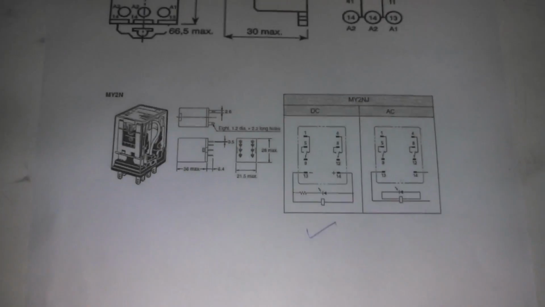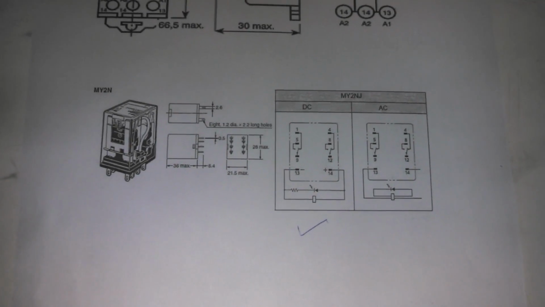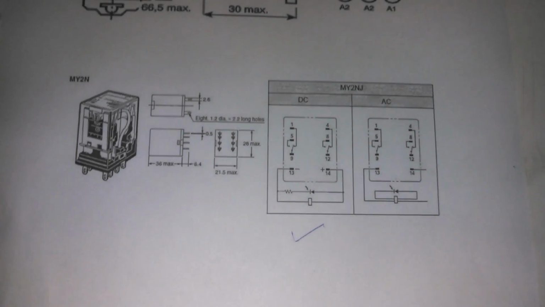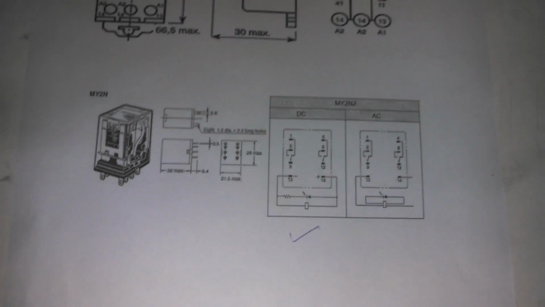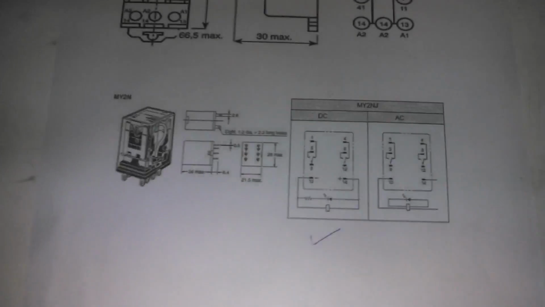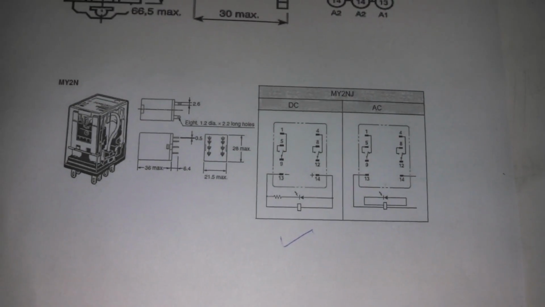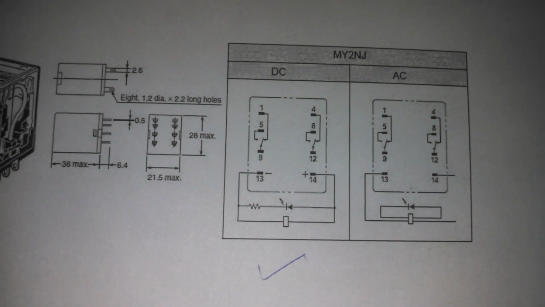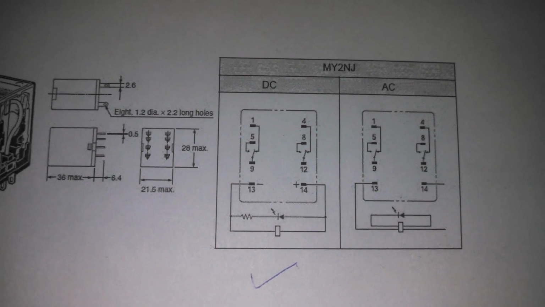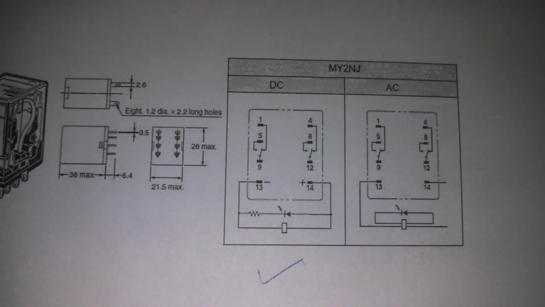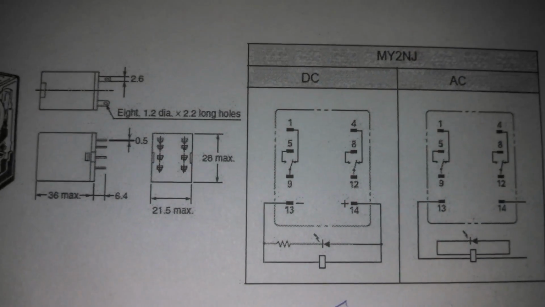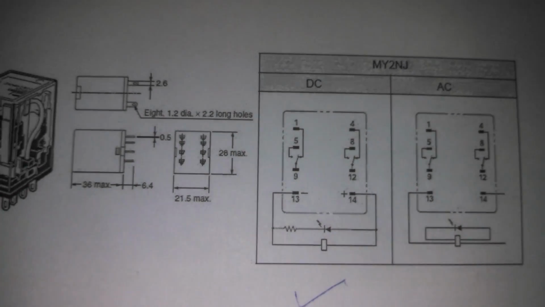I am Sandeep Saxena. Today we will discuss the relay and the NO/NC logics. So this is the circuit diagram of the relay which we will use in our circuit. As you can see in the figure, 13 and 14 are the coil supply of the relay, in which 13 is negative and 14 is positive. Also 9 and 1 and 12 and 4 are NC, and 9 and 5 and 12 and 8 are NO.